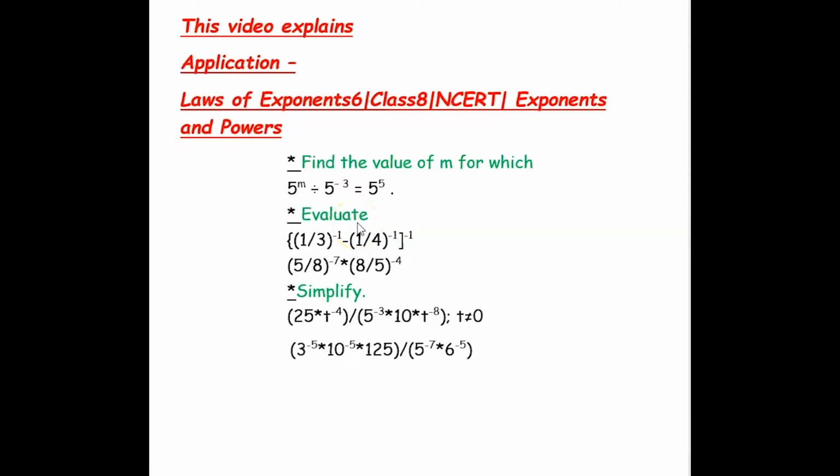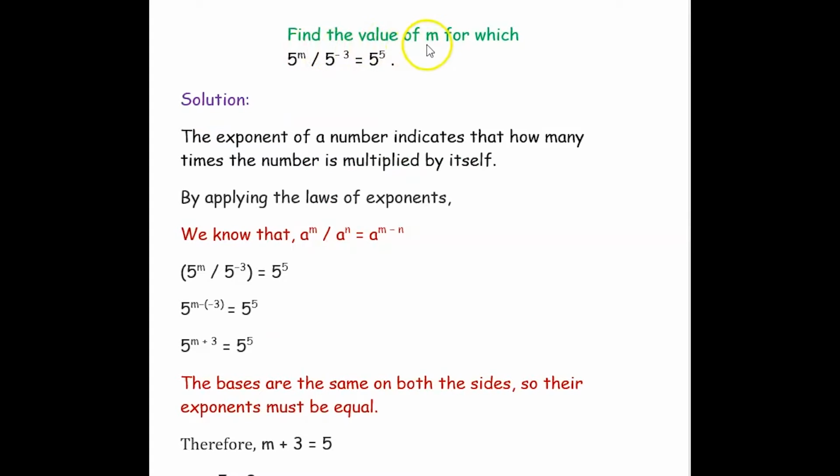In this video, we are going to see a few examples on applications of different laws of exponents. Our first question is, find the value of m for which 5 raised to the power m divided by 5 raised to the power negative 3 equals 5 raised to the power 5. All the bases are 5 and we have different exponents. The exponent of a number indicates how many times the number is multiplied by itself. So, that is the value of exponent. Now, by applying different laws, we are going to find the value of m.